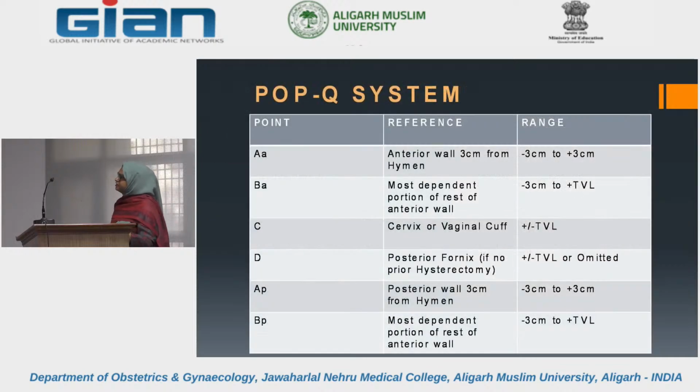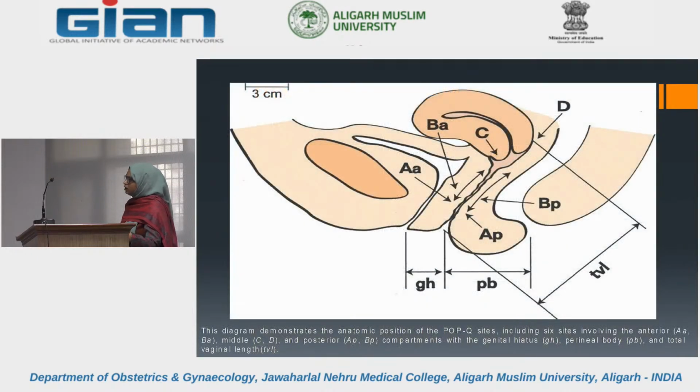This is the C point, which is the lowermost part of the cervix, and the D point is the fornix, the posterior fornix, and it is not there if it is a vaginal hysterectomized patient. This is the genital hiatus, this is the perineal body, and this is the total vaginal length that is denoted by the TVL.